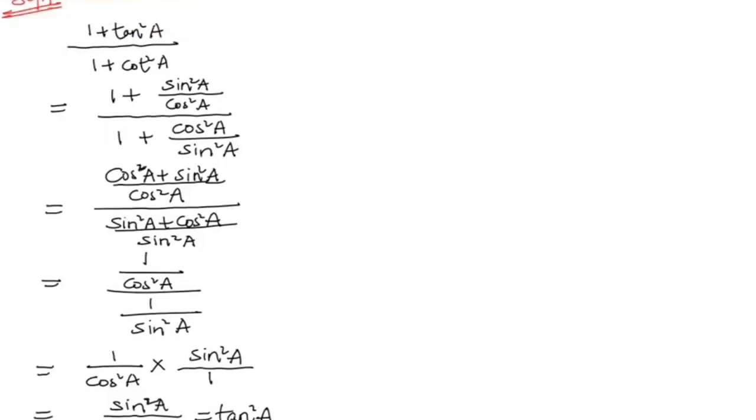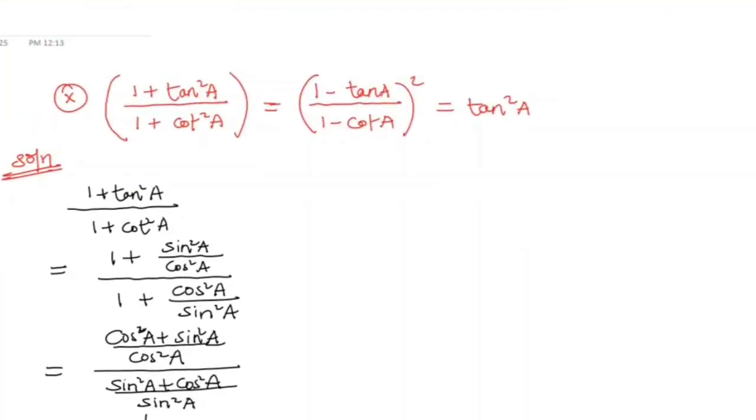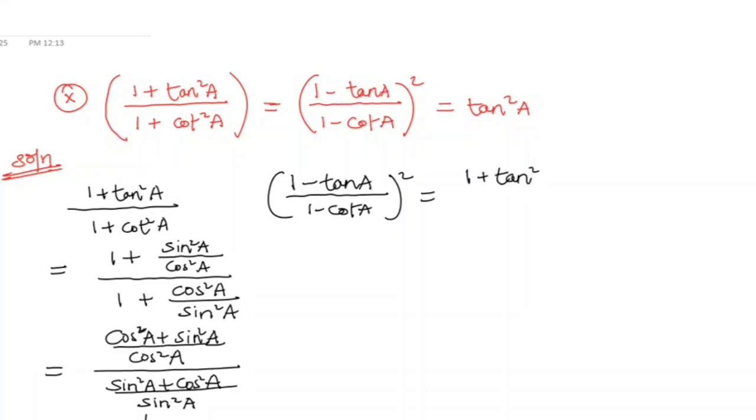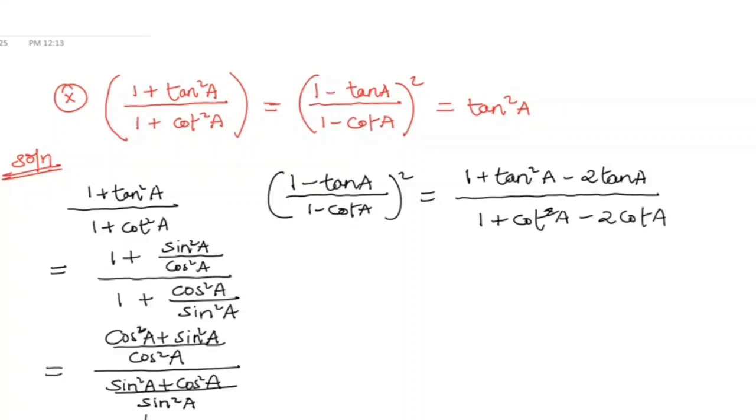Now next we will solve the middle term. The middle term is given as ((1 − tan A)/(1 − cot A))². So we'll solve this also, and you have to get tan²A. Means after solving both the terms, we have to get tan²A. So let us solve. What is given? 1 minus tan A. First we'll expand: 1 plus tan²A minus 2 tan A, converting into the (a − b)² formula. Similarly 1 plus cot²A minus 2 cot A, using the (a − b)² formula.